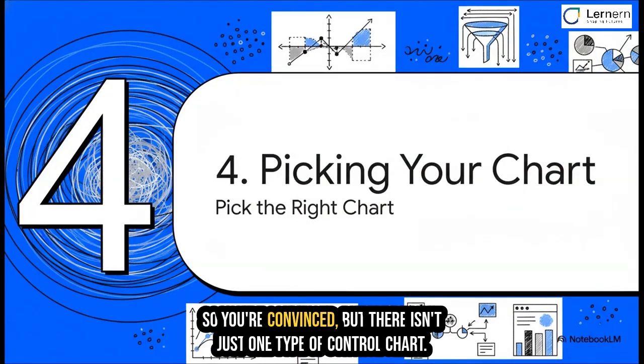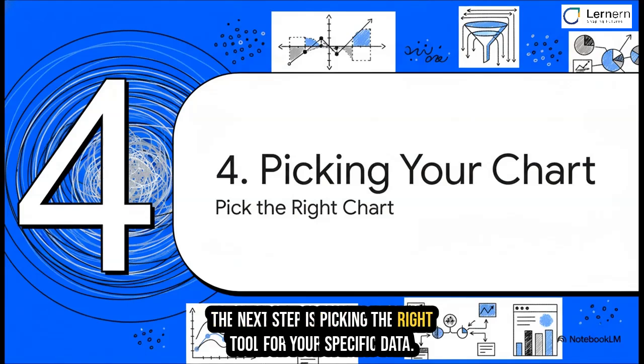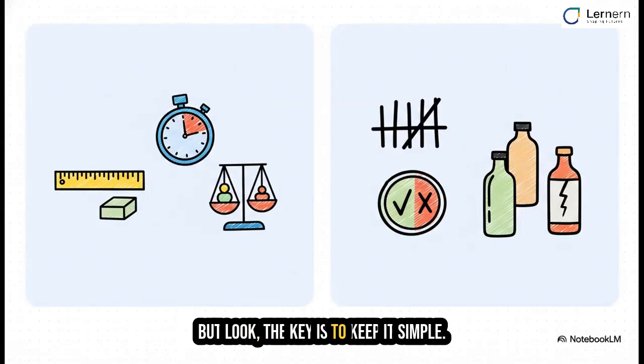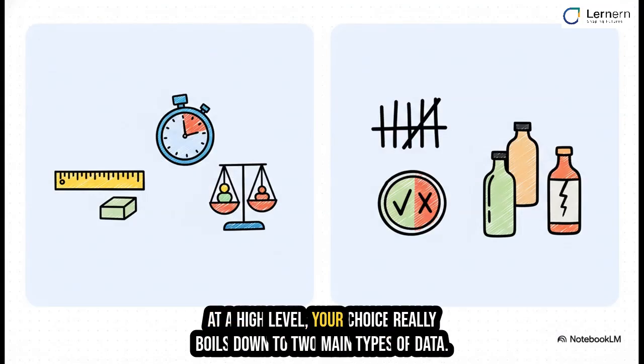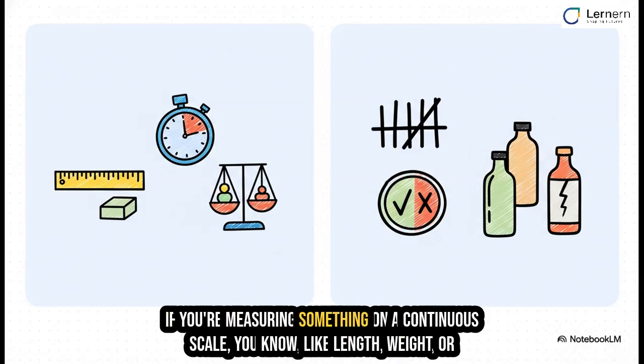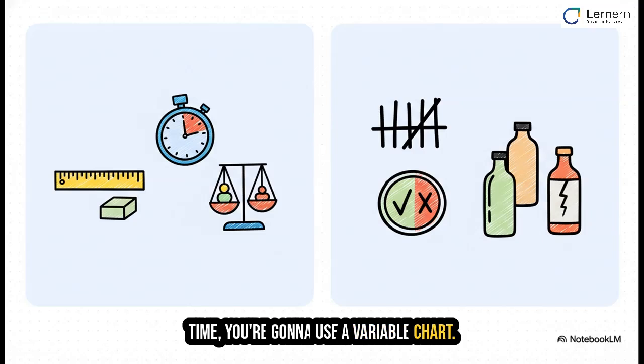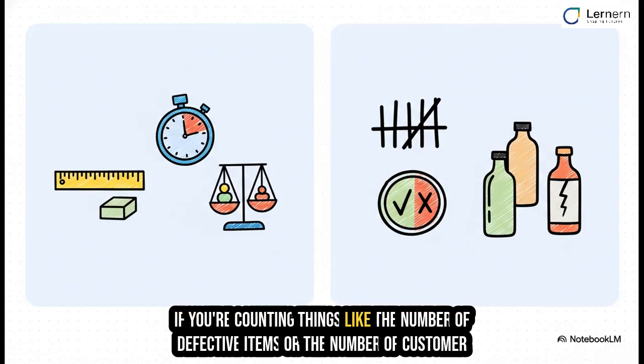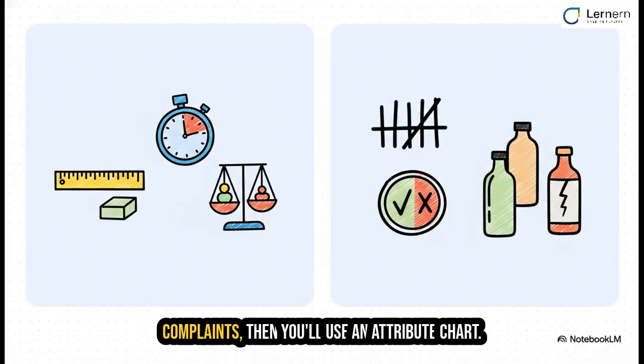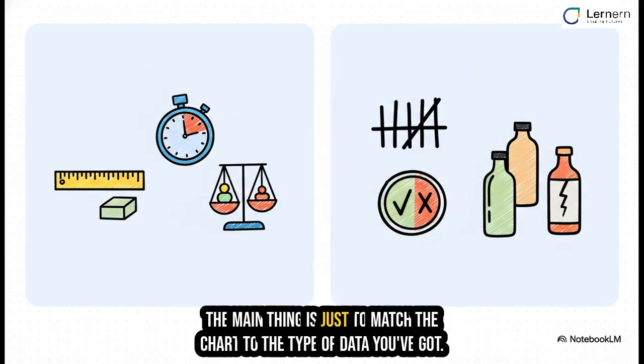So, you're convinced, but there isn't just one type of control chart. The next step is picking the right tool for your specific data. But look, the key is to keep it simple. At a high level, your choice really boils down to 2 main types of data. If you're measuring something on a continuous scale, like length, weight, or time, you're going to use a variable chart. If you're counting things, like the number of defective items or the number of customer complaints, then you'll use an attribute chart. That's it. The main thing is just to match the chart to the type of data you've got.